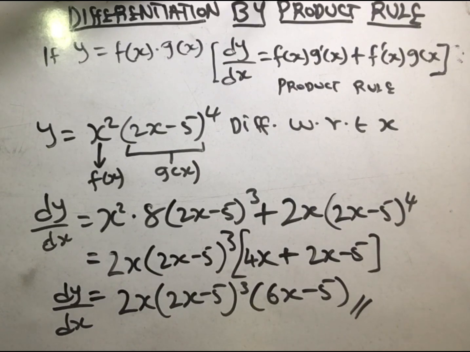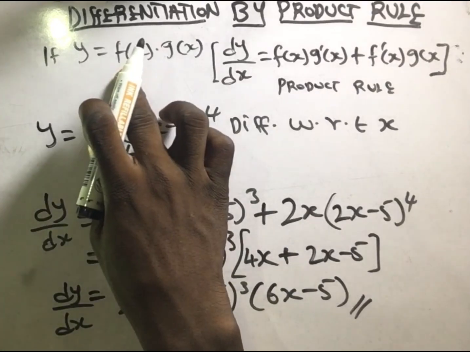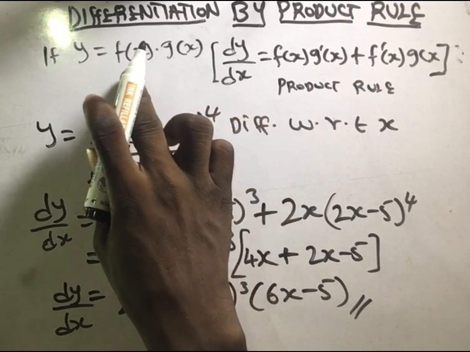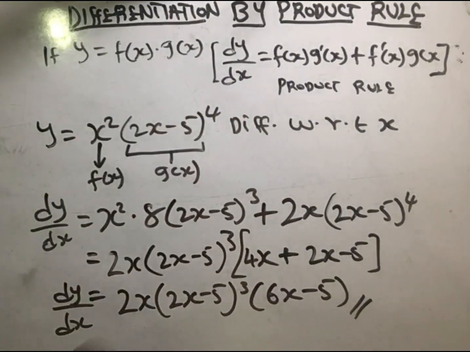So, a quick recap. You should remember that you can only use product rule when you have 2 functions with the same variable multiplying themselves. f of x is a function, g of x is a function, and they are functions of the same variable x. They are both functions of x, and that is why we can apply product rule.